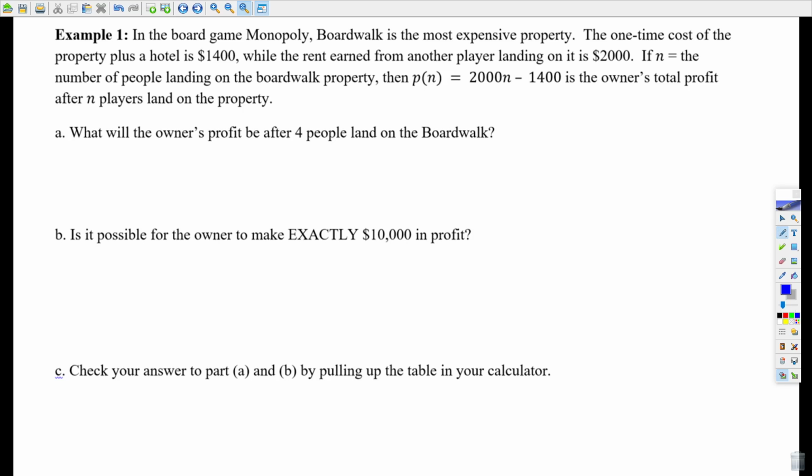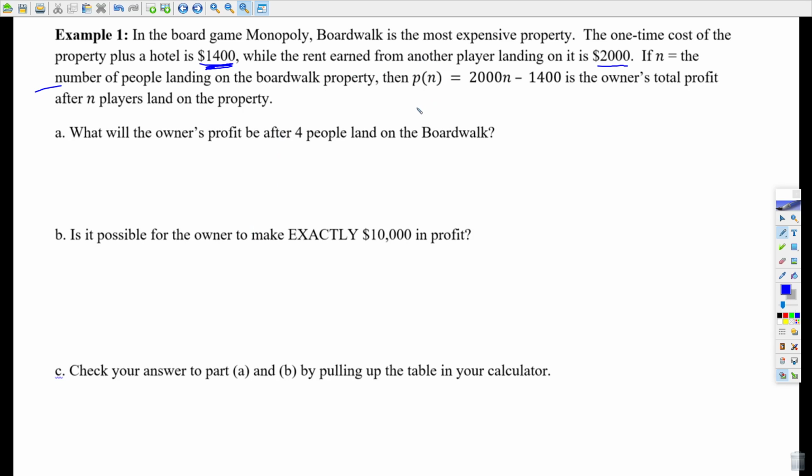First example, in the board game Monopoly, Boardwalk is the most expensive property. The one-time cost of a property plus a hotel is $1,400, while the rent earned from another player landing on it is $2,000. If n is the number of people landing on the Boardwalk property, then P of n equals 2,000n minus 1,400 is the owner's total profit after n players land on the property.